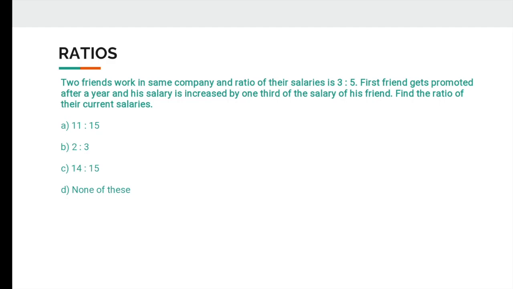Today's video we are going to cover some of the questions related to ratios, and I will tell you the basic funda about the ratio. The ratio is basically known as the proportion. So first thing, just keep this in mind: proportion.